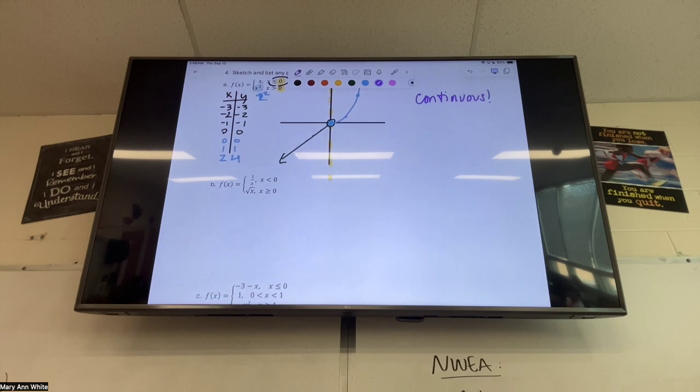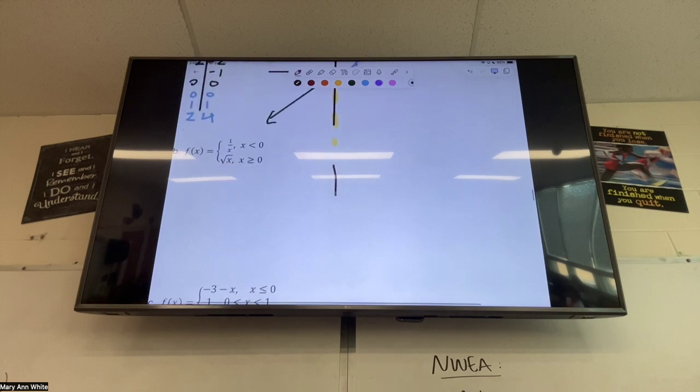Let's do the same thing. Let's look at the next one. This one also has our change happening at 0. And we're doing 1 over x for everything less than 0. What graph is that? Reciprocal. So I could just draw my reciprocal down here. Something like that.